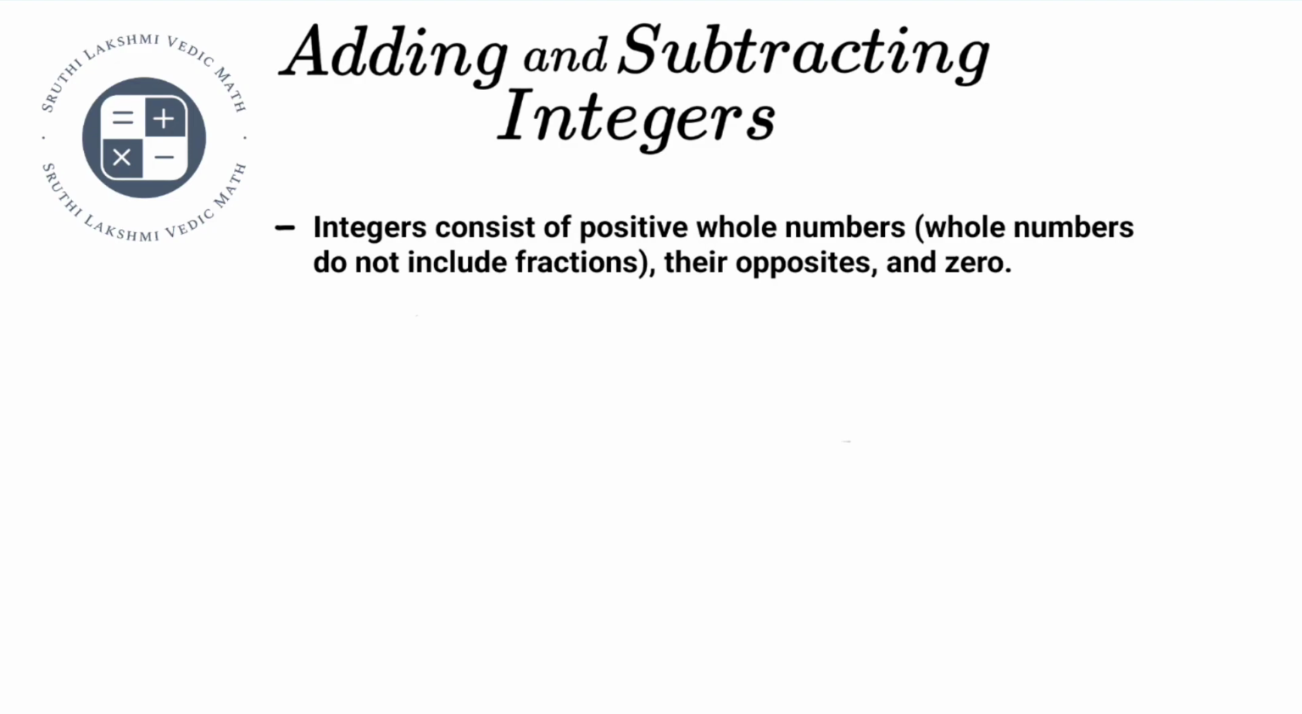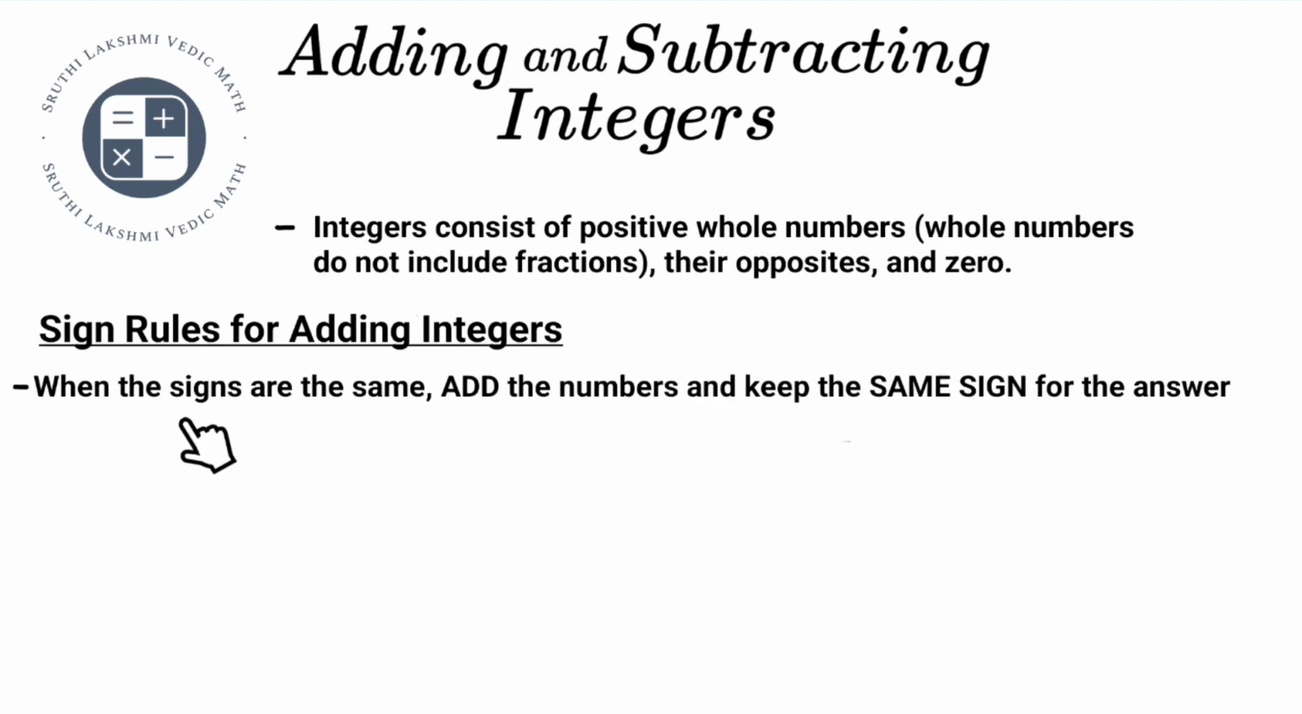So let's start by learning how to add integers. The first rule is that when the signs are the same, as in you're adding both negative numbers or you're adding both positive numbers, you add the numbers and keep the same sign for your answer. So let's look at an example of this.